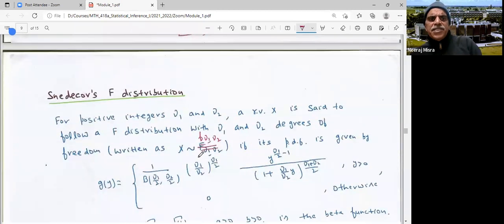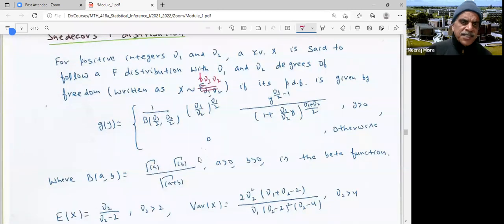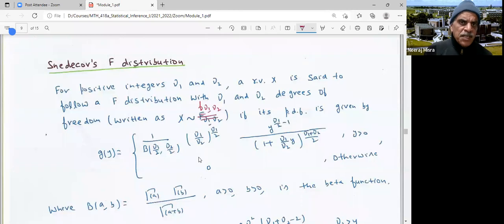Another sampling distribution which is of importance is Snedecor's F distribution. For positive integers nu1 and nu2, a random variable x is said to have an F distribution with nu1 and nu2 degrees of freedom, which we write as x has a distribution F(nu1, nu2), if its PDF is given by 1 upon beta of nu1 by 2, nu2 by 2, nu1 by nu2 to power nu1 by 2, y to power nu1 by 2 minus 1, 1 plus nu1 by nu2 y to power nu1 plus nu2 by 2, for y greater than 0.